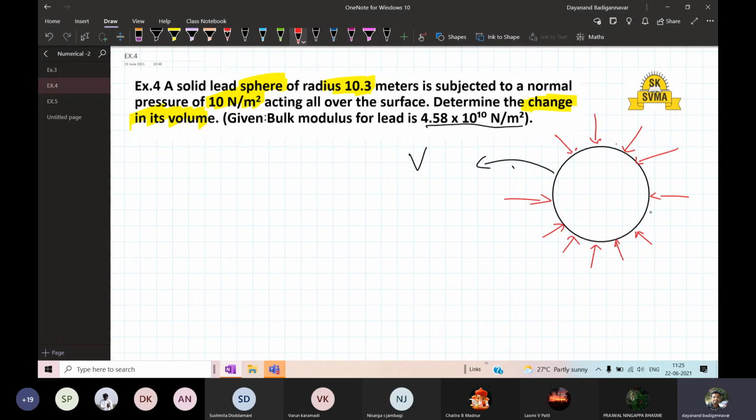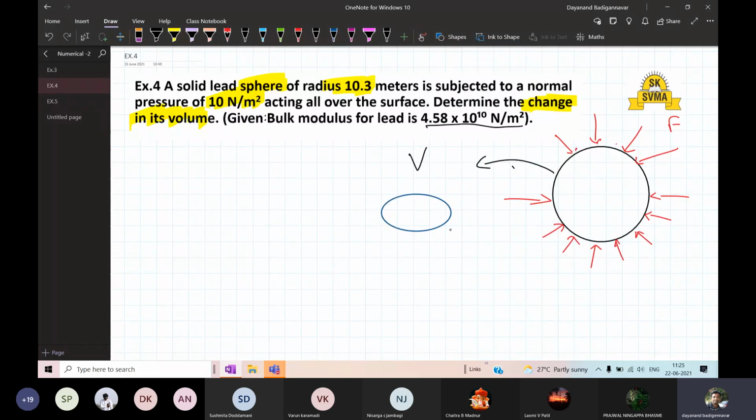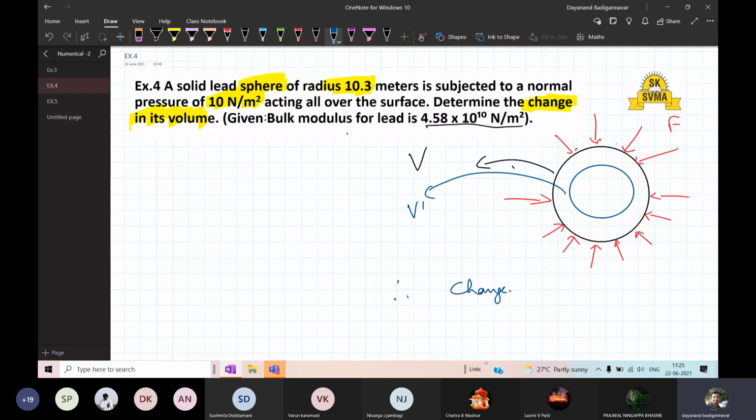So when we apply the force normally, this volume V gets shrunk. So the volume will change. Now this is the new volume it has. The new volume is given by V dash. By application of the force, the volume gets shrunk. So therefore I can write the change in volume. How much is the change in volume? The change in volume, small v, is given by V minus V dash.